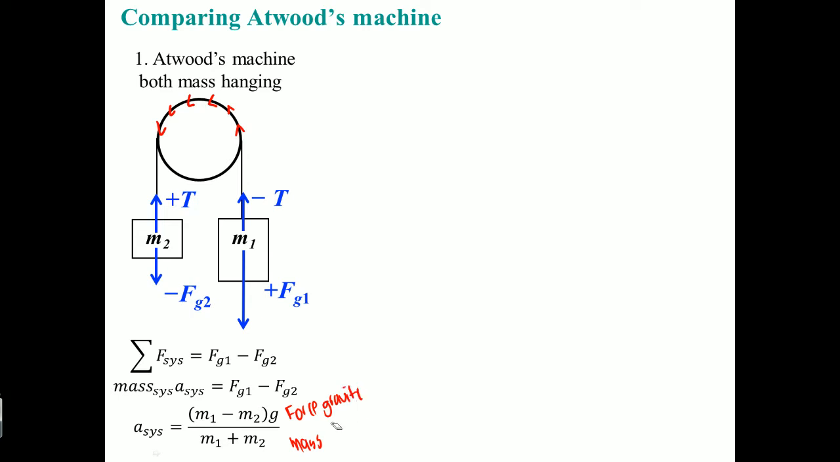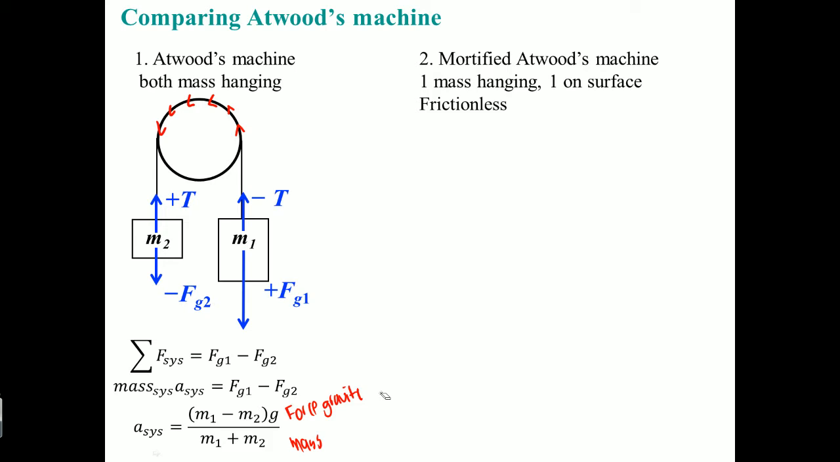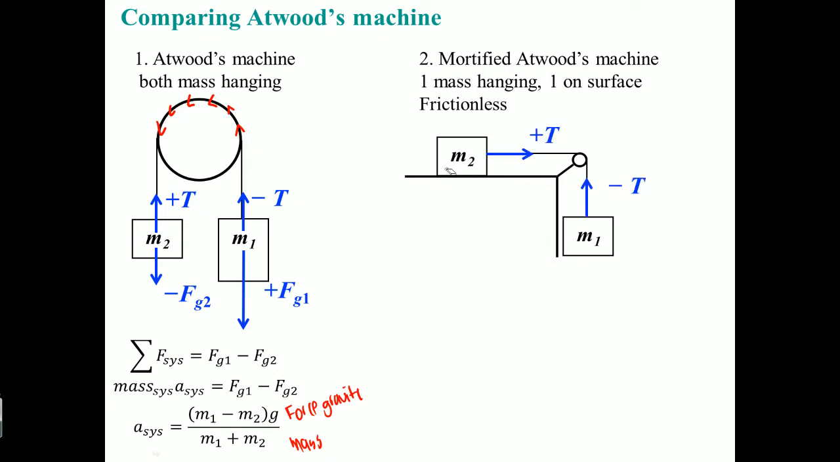Now we are going to look at a modified Atwood machine. One of the masses is hanging and the other one is on a surface, and the surface is frictionless. We should label the free body diagram. First of all, there's tension. They're the internal forces, so they're going to cancel out. Notice they are the same length. There's a force of gravity pulling down on M1. Yes, there is also a force of gravity pulling down on M2. It's right here. Force of gravity on M2. But the normal force here is equal to the force of gravity on M2, so these two will cancel out.